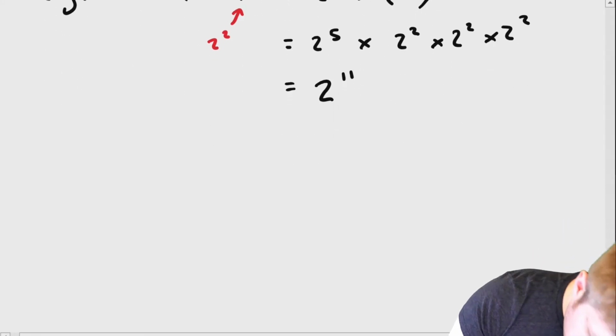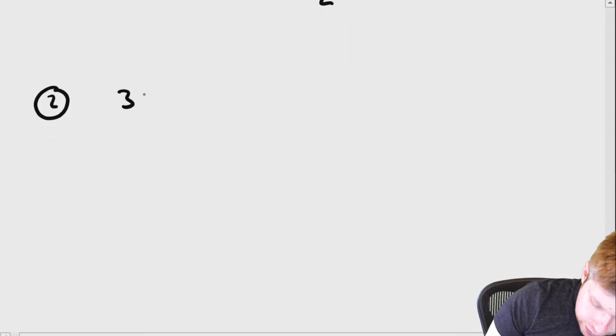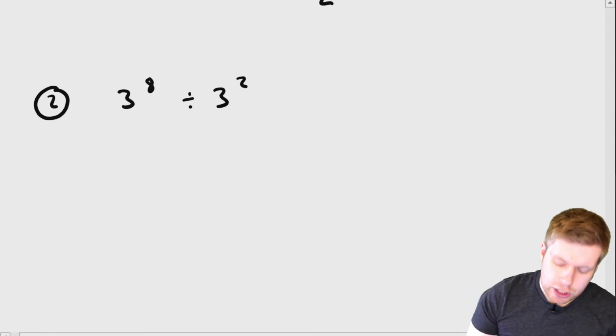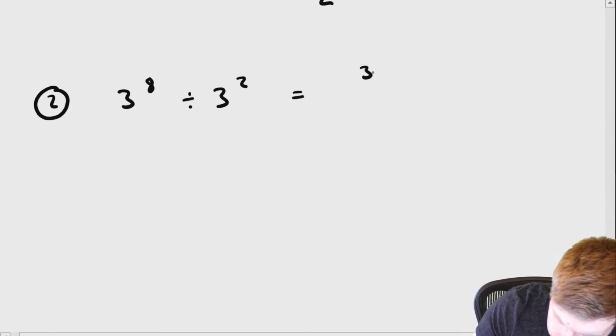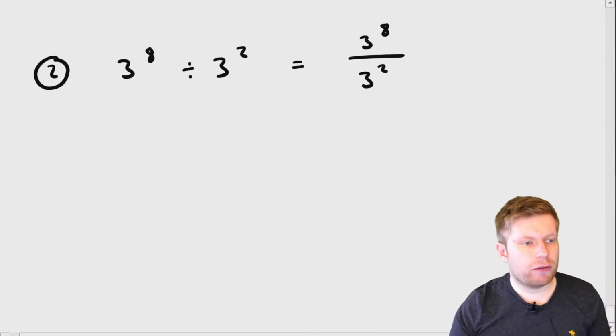All right, fine. Let's have a look at another sort of thing which we can observe. Let's have a look at, for example, 3 to the power of 8 divided by 3 to the power of 2. Now in this case, I'm going to write my division in a slightly different way. I'm going to write it as a fraction. So I'm going to write it as 3 to the power of 8 over 3 to the power of 2.